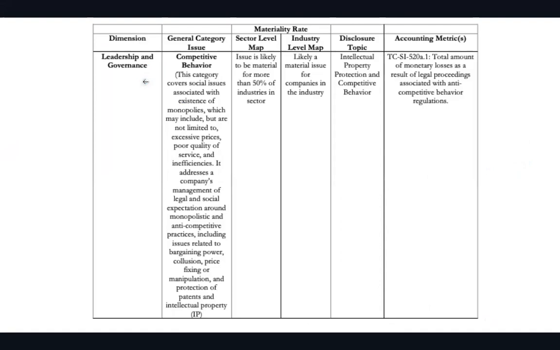So then this is on the governance aspect. One of the interesting risk factors we identified there was competitive behavior. It covers social issues that are associated with the existence of monopolies, which is a thing we see a lot in the corporate world. They include factors such as excessive prices, poor quality of service and inefficiencies, price fixing and manipulation, and protection of patents and intellectual property. This is a thing for most software companies.